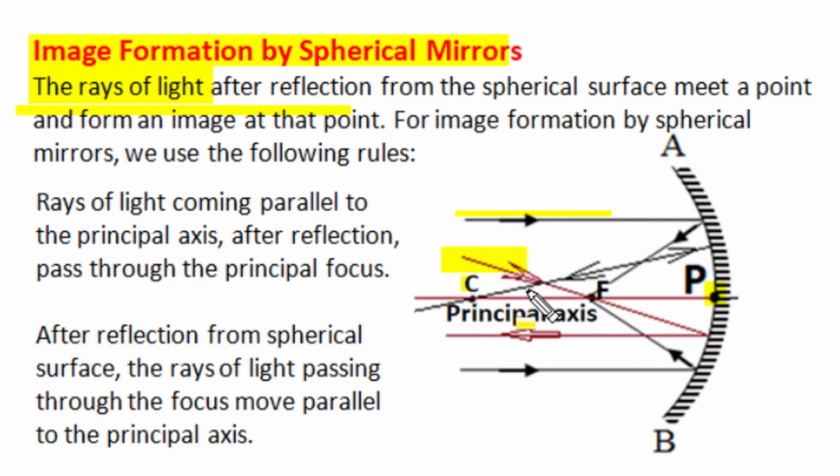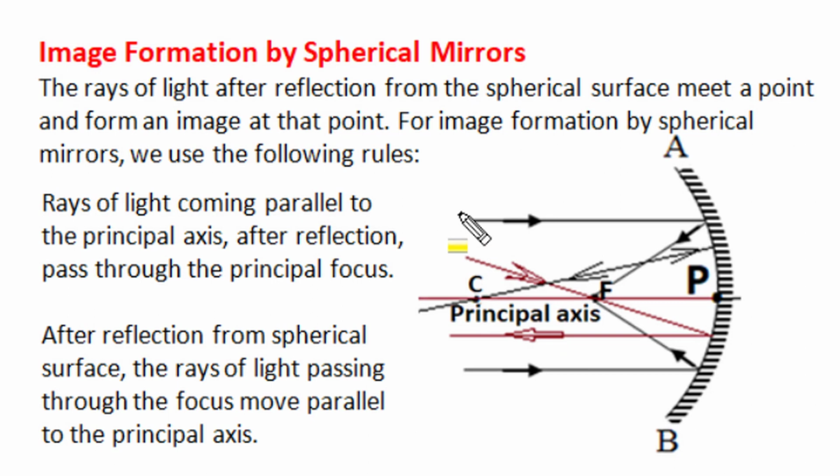Similarly, rays of light coming from the object and passing through the focus, after reflection from the spherical mirror, will pass parallel to the principal axis, as shown by these brown light rays at the incident position to the mirror, and after reflection parallel to the principal axis. So an incident light ray parallel to the principal axis after reflection passes through the principal focus, and similarly an incident ray passing through the focus after reflection moves parallel to the principal axis.